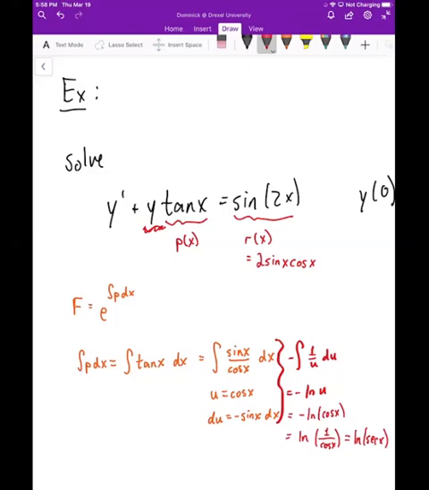Right? So now remember, we did all that so that we could get this integrating factor here. So now we know that this is e to the integral of p with respect to x, which we just found was ln of secant of x. So of course, e and ln undo each other, and we get a secant of x here.